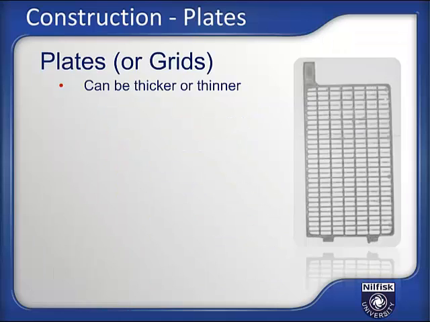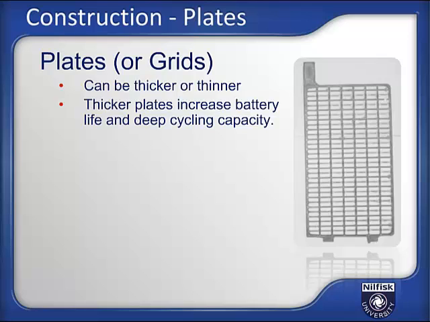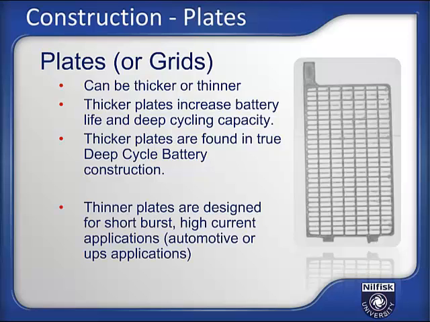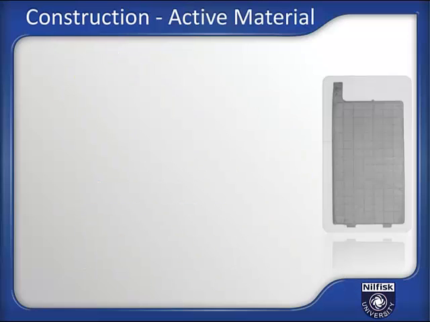Here's what you need to know about plates. Plates can be thicker or thinner. Thicker plates will increase battery life and deep cycling ability. Thicker plates are found in true deep cycle battery construction. Thinner plates are designed for short burst high current applications such as automotive or UPS applications. Thinner plates are less expensive.